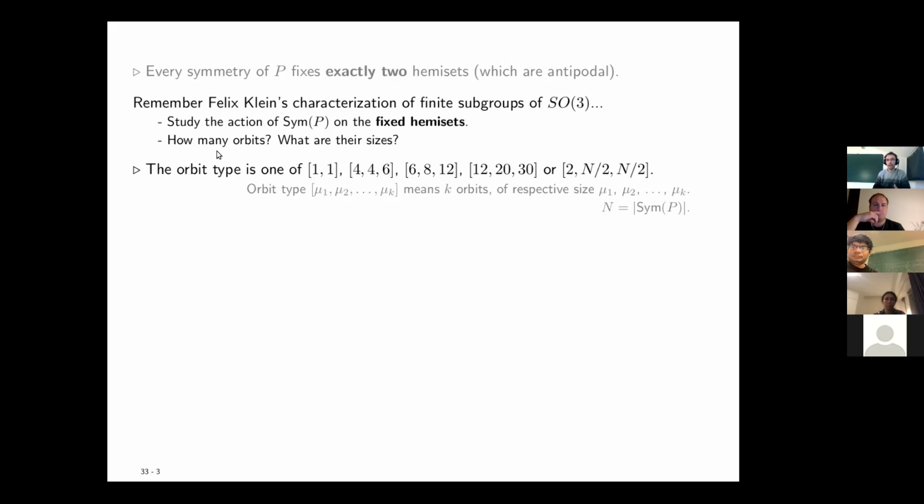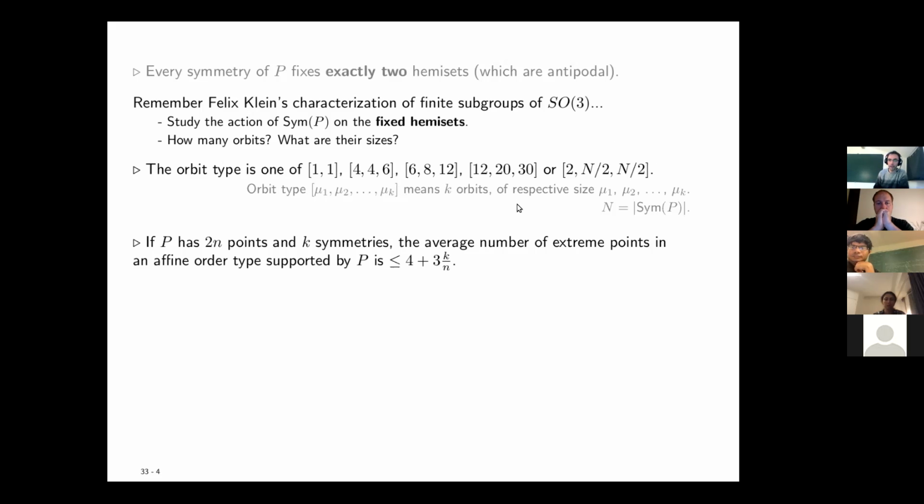Well, we managed to get the type of orbits, meaning for the action of those groups on the hemisets, how many orbits do we have, and what size are they? Okay, we get a complete classification of this. And from that, we have to work a bit more. So we have to account for symmetries. We managed to get the average number of extreme points as a function of the number of symmetries.